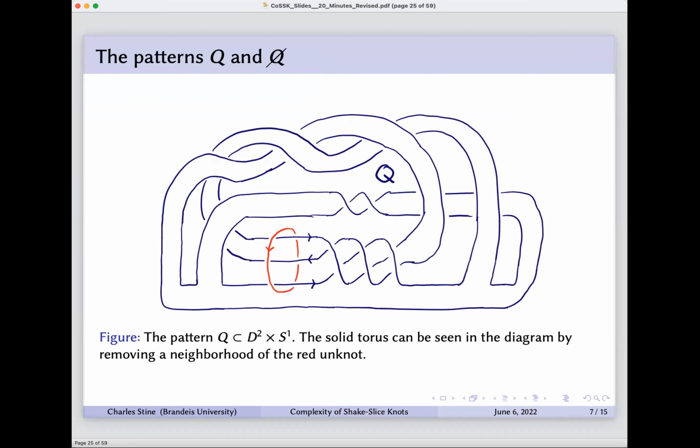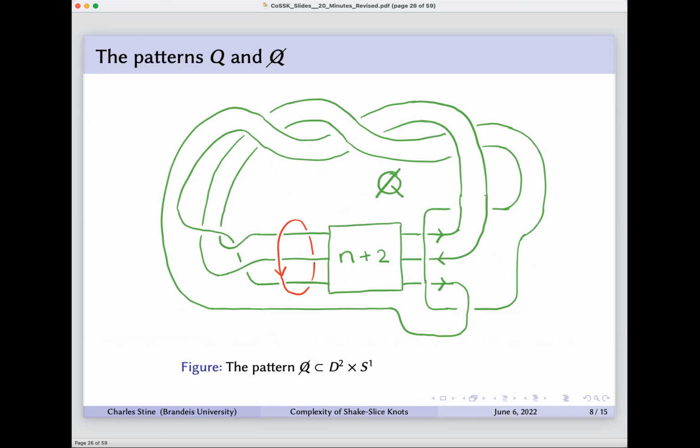So here is the pattern Q. As you can see, its crossing number is quite large. To see it as an embedding of a circle into a solid torus, simply remove a neighborhood of the red unknot that you see sitting here in S3. What you're left with is an embedding of S1 into the solid torus. Likewise, here's the pattern Q slash.